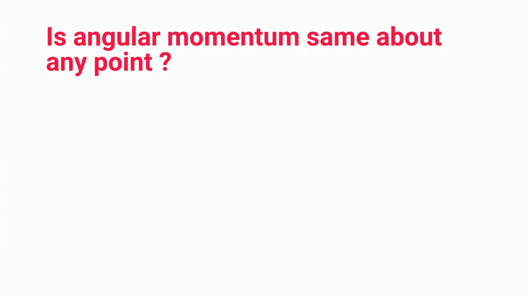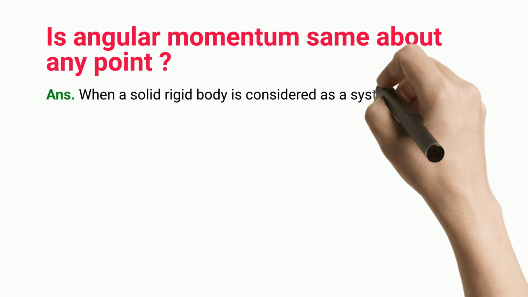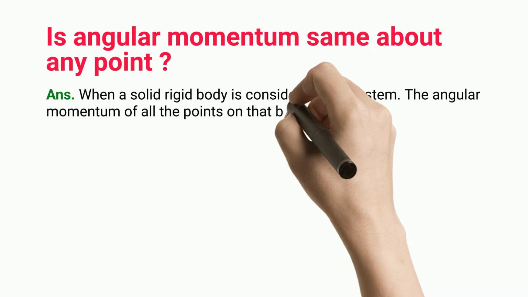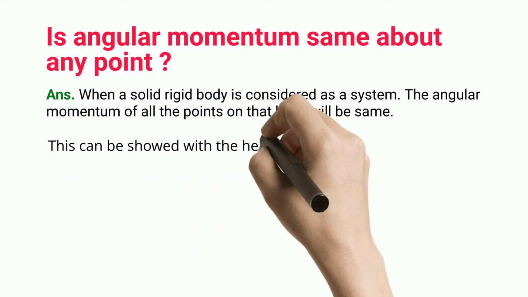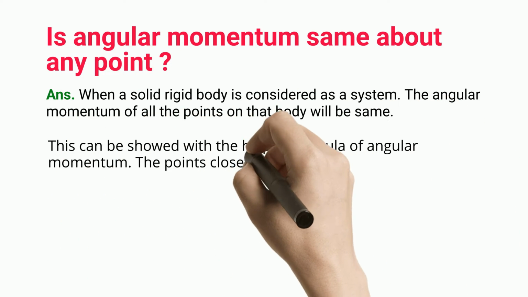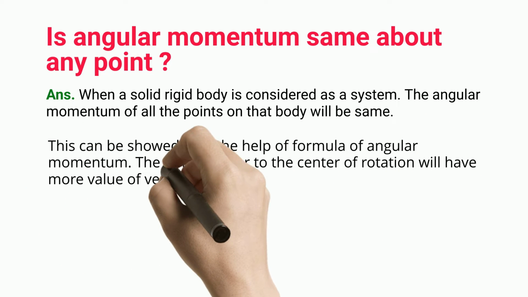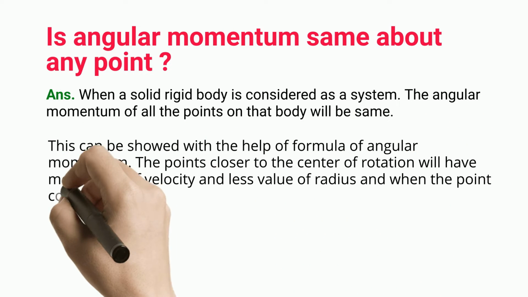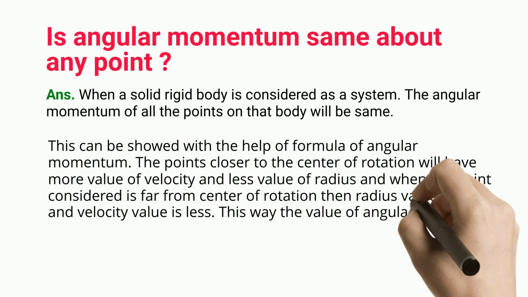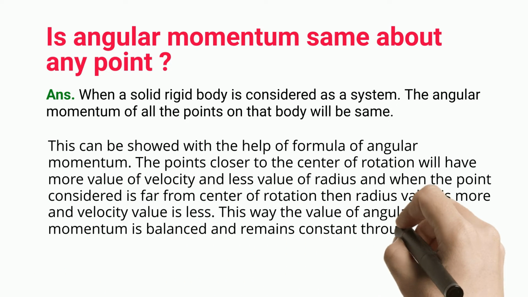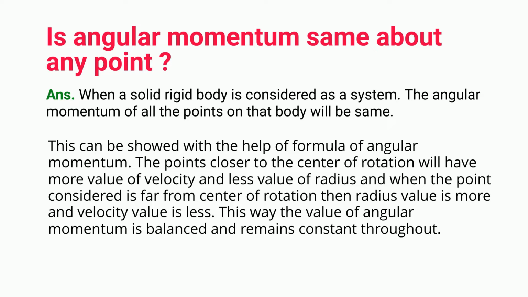Is angular momentum the same about any point? When a solid rigid body is considered as a system, the angular momentum of all the points on that body will be the same. This can be shown with the help of the formula of angular momentum. The points closer to the center of rotation will have a higher velocity and a smaller radius, and when the point considered is far from the center of rotation, then the radius is larger and the velocity is lower. This way the value of angular momentum is balanced and remains constant throughout.